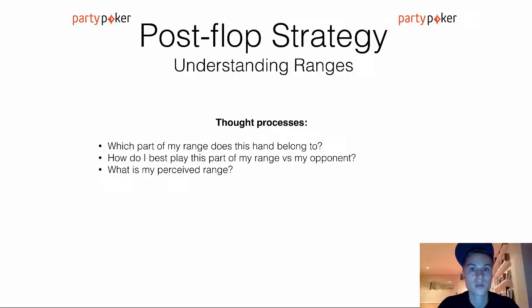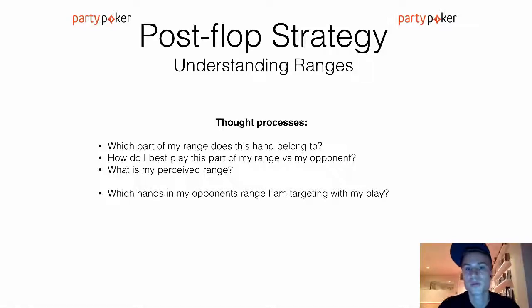It's also important to consider what your perceived range is. This will help you adapt your strategy depending on how your opponent perceives the strength of your range. When you bet, it's also important to consider which hands in your opponent's range you're targeting. This will help you understand when it's valid to make a certain play or when it's not. If you fail to identify a decent number of hands in your opponent's range that you're targeting with your play, it's probably best not to continue with that play.